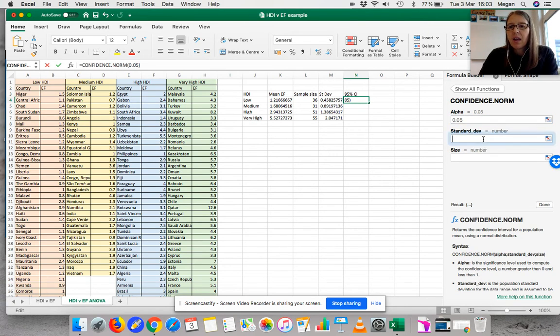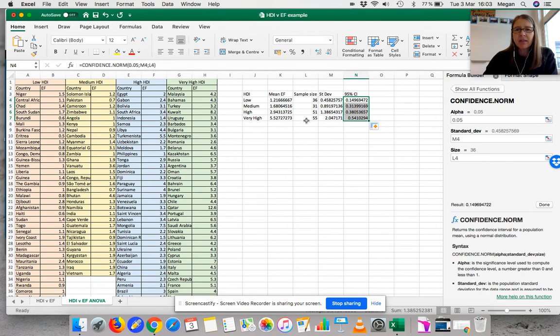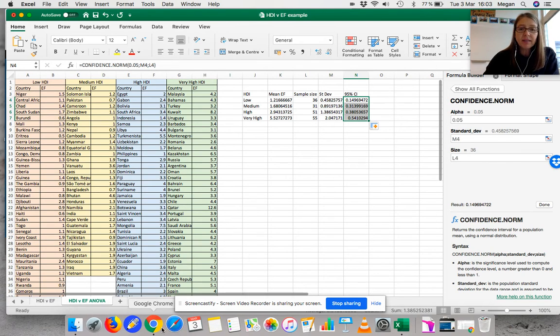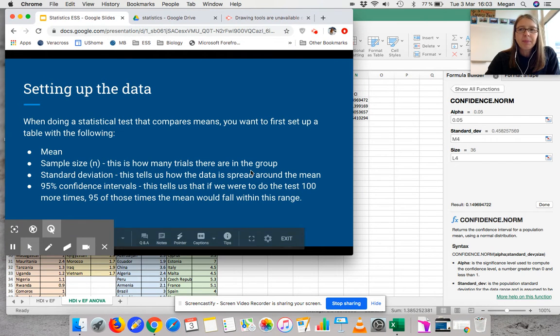Okay. My standard deviation, already calculated that. And my size, that's my sample size, is 36. And I already calculated that. So you can just click in there. So you see those all correlate. So I hit done. And then you can drag the tab down because it all seems to correlate quite nicely. So we have all the data we need. Okay, so we have our mean, our sample size, our standard deviation, our 95% confidence intervals.